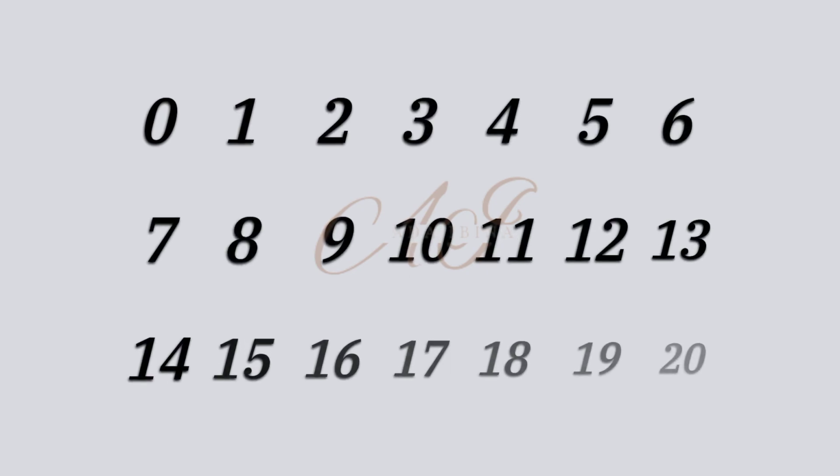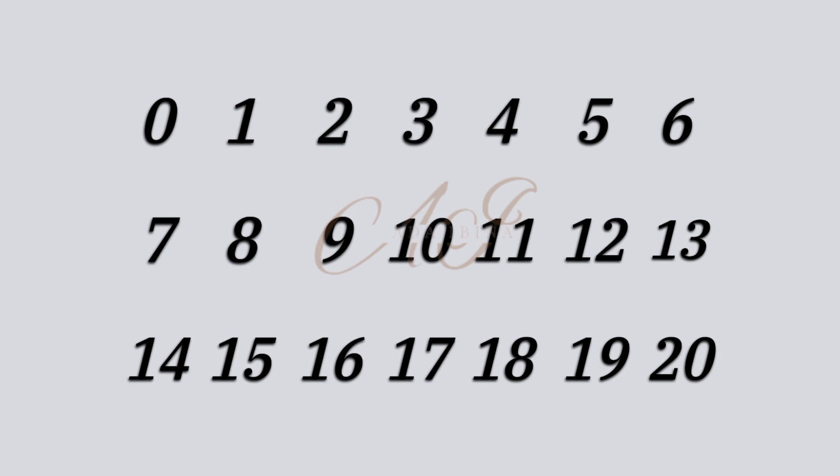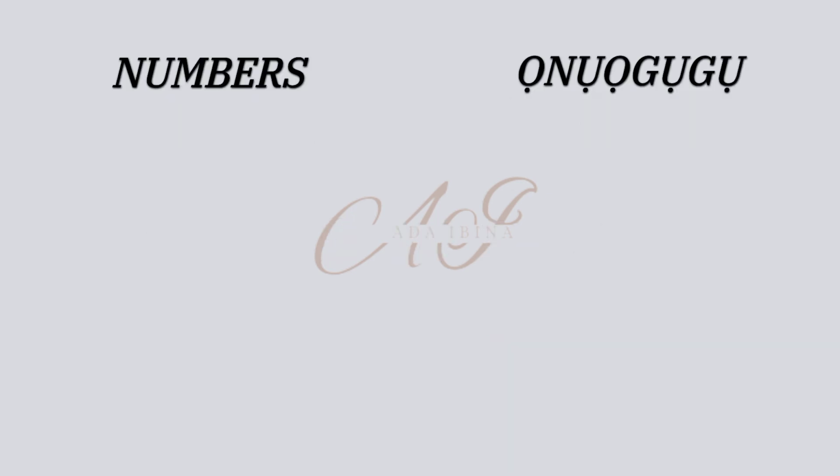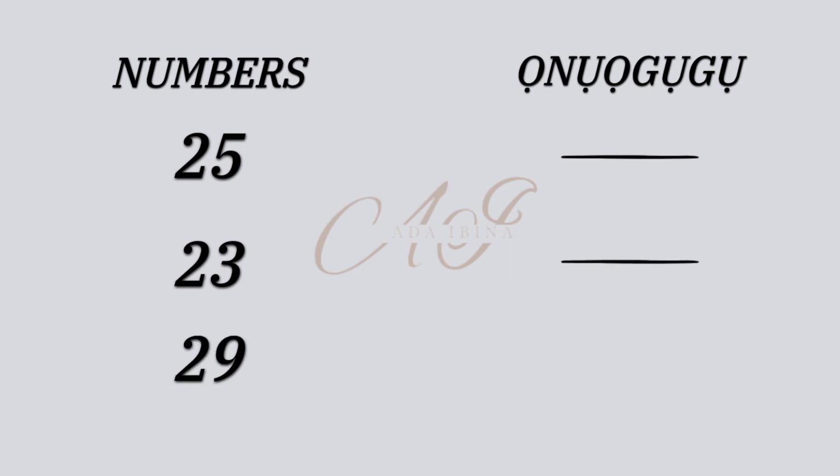Okay. So far, we've learned numbers 1 to 20. Now, let's test our knowledge. What are the following numbers in Igbo? 25, 23, 29. Please leave your answers in the comments section.